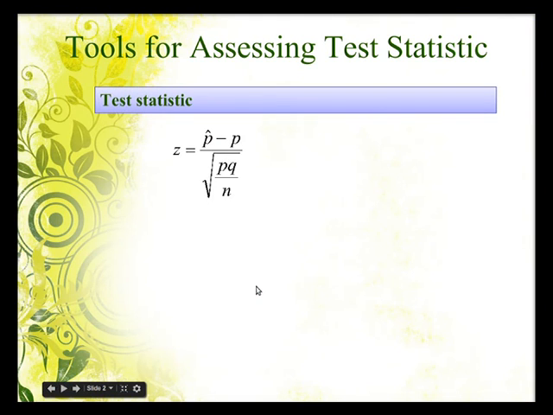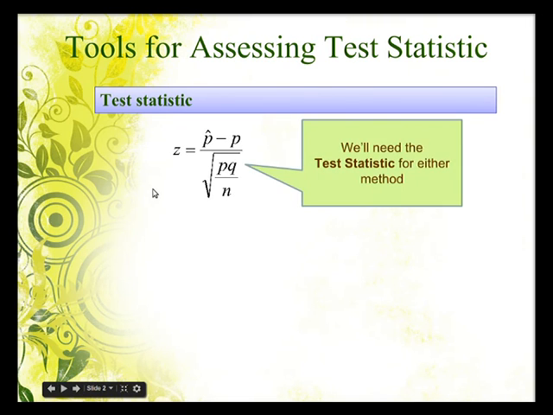In order to conduct a hypothesis test on one proportion, we need the formula we talked about in the previous lesson for our test statistic. Again, p hat is our sample proportion, p is the population or the assumed population proportion, q is 1 minus p, and n is the sample size. We'll need the test statistic no matter if we're talking about the p-value method or the critical value method.